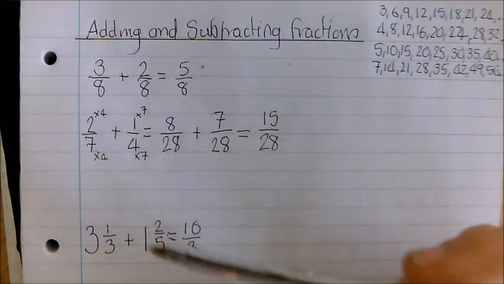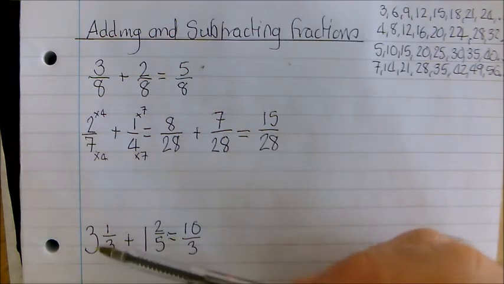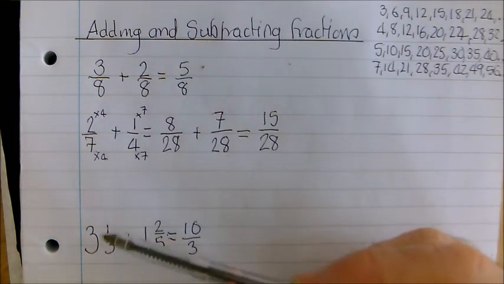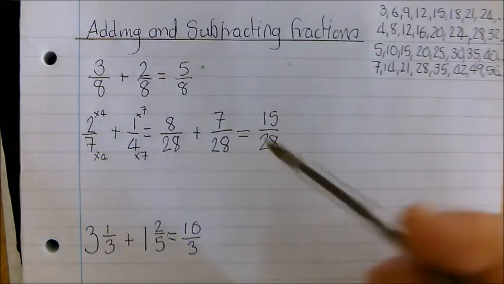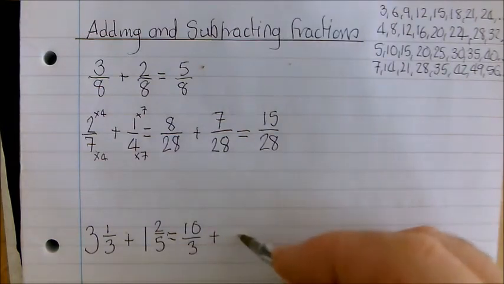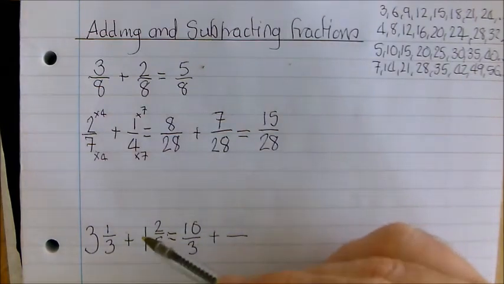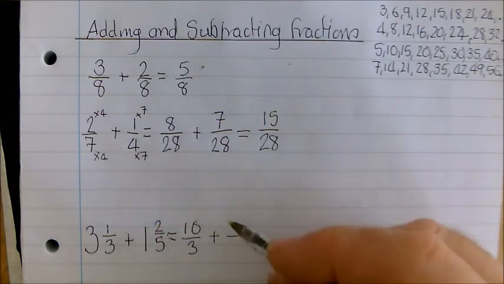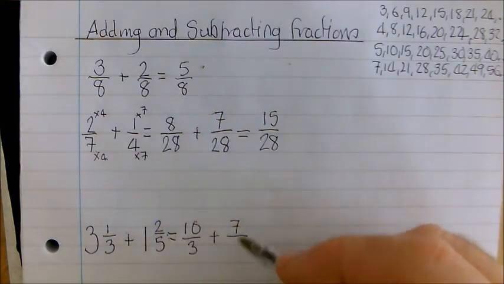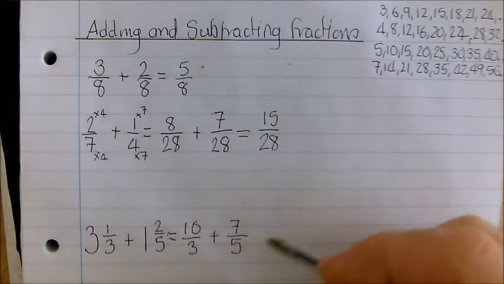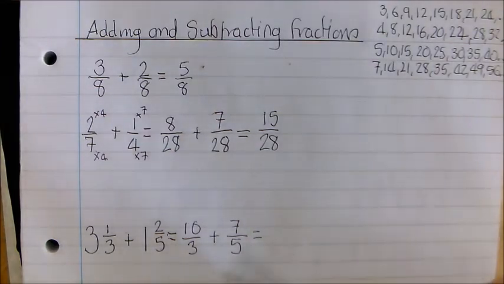The fast thinking way to do it, the automatic way to do it, is say 3 times 3 is 9, add 1 is 10. That will work for the second fraction as well. 5 times 1 is 5, add 2 is 7, but the denominator is 5. Make sure you can understand that step. Stop and have a think about it.